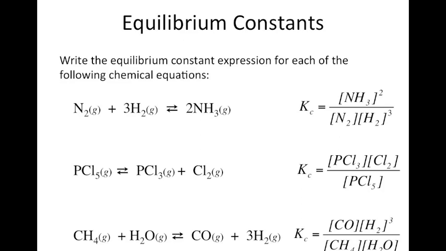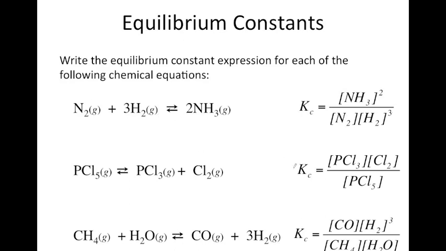Okay, so let's take a look at the equilibrium constant expression for each of these. For the first one, the equilibrium constant expression will be the concentration of product ammonia to the second power divided by the equilibrium concentrations of my reactants, N2 to the first and H2 to the third power.